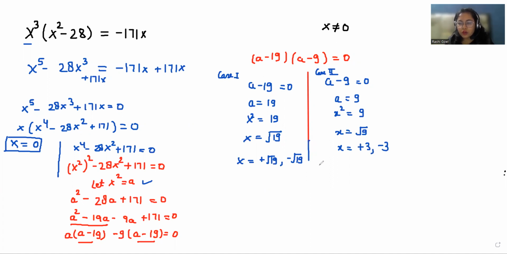So the five values of x are 0, plus under root 19, minus under root 19, plus 3, and minus 3. I hope it's clear and you find it useful.